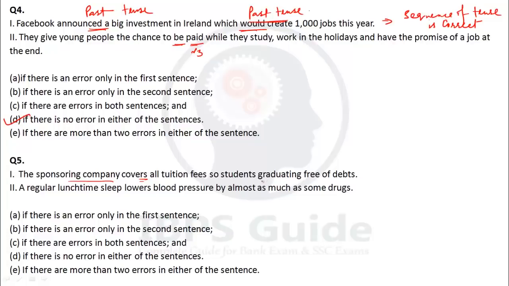देखो, स्टूडेंट्स ग्रेजुएटिंग नहीं, स्टूडेंट्स बी ग्रेजुएटेड फ्री ऑफ डेब्ट्स या स्टूडेंट्स ग्रेजुएट फ्री ऑफ डेब्ट्स. So here we don't have any need of the ing form, because what is the meaning of the sentence? The sponsoring company covers all tuition fees. स्पॉन्सरिंग कंपनी सारी ट्यूशन फी को कवर करेगा ताकि स्टूडेंट्स ग्रेजुएट हो सके फ्री ऑफ डेब्ट में. तो स्टूडेंट्स ग्रेजुएटिंग ना करके we have to simply say the sentence that is, students graduate free of debt. या ऐसे भी हम लिख सकते हैं, students be graduated free of debts.